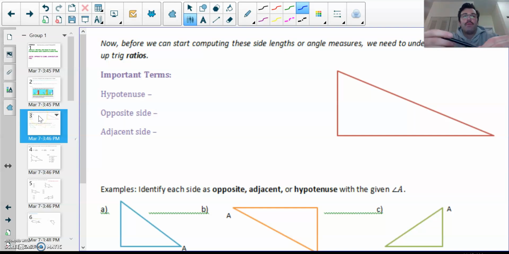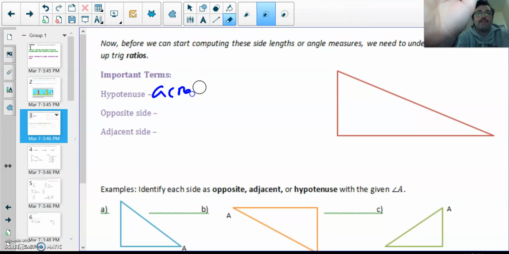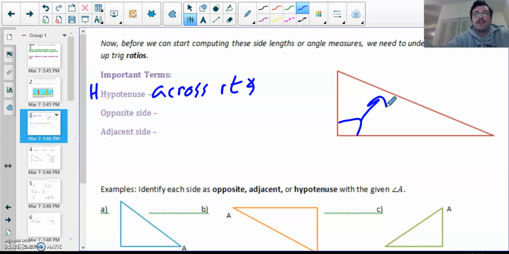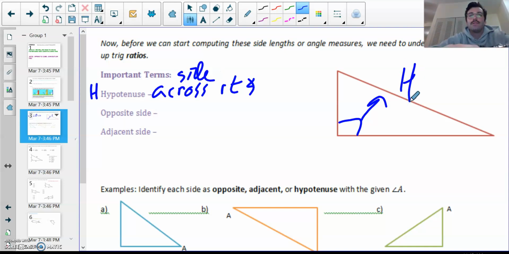Before we can start computing these side lengths and angle measures, we need to understand how to set up trig ratios. There are 3 important terms that you're going to hear a lot: the hypotenuse, the opposite side, and the adjacent side. The hypotenuse is the side across from our right angle. I'll call that H for hypotenuse. So if here's our right angle, the side across from it is considered our H.